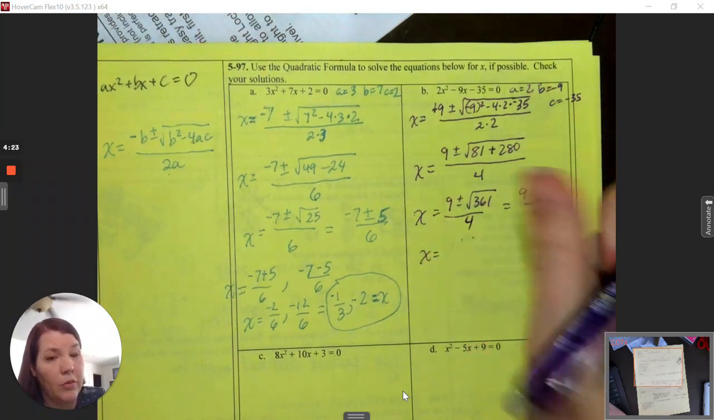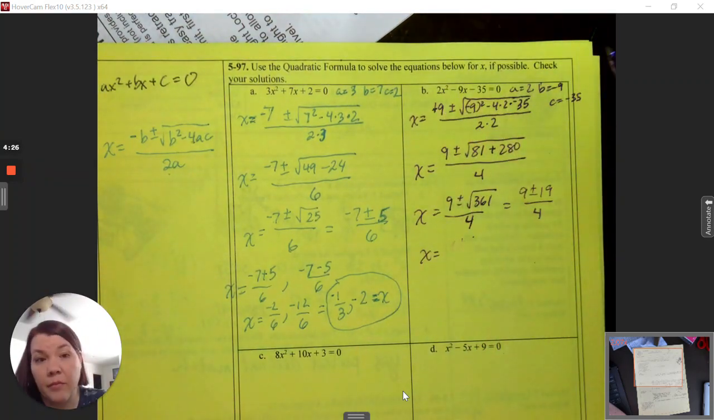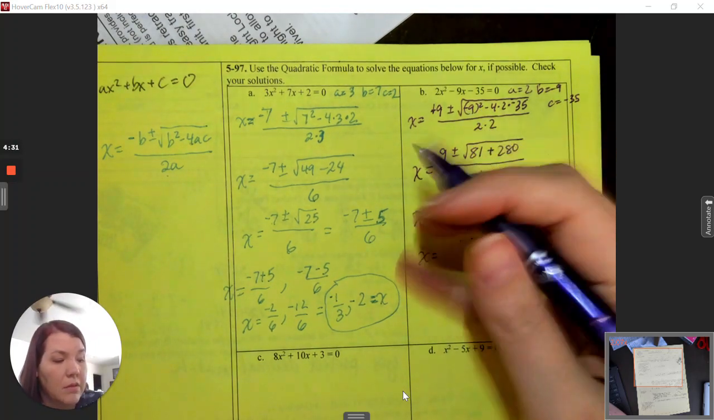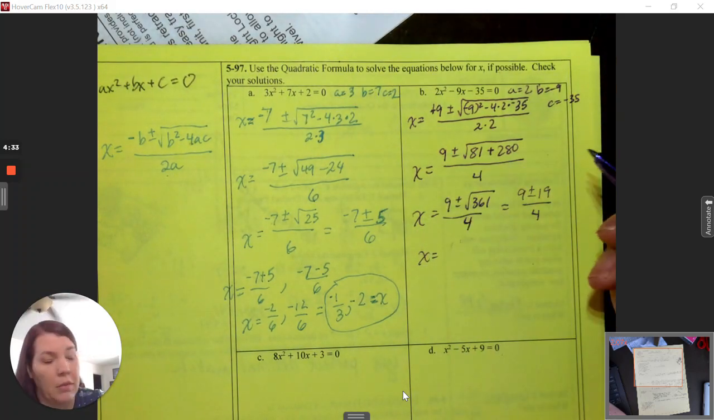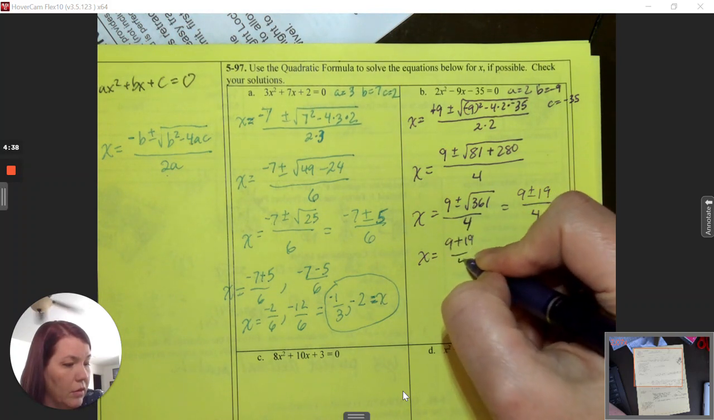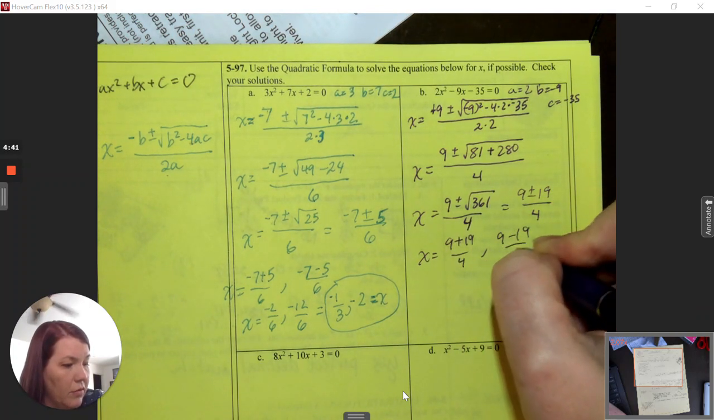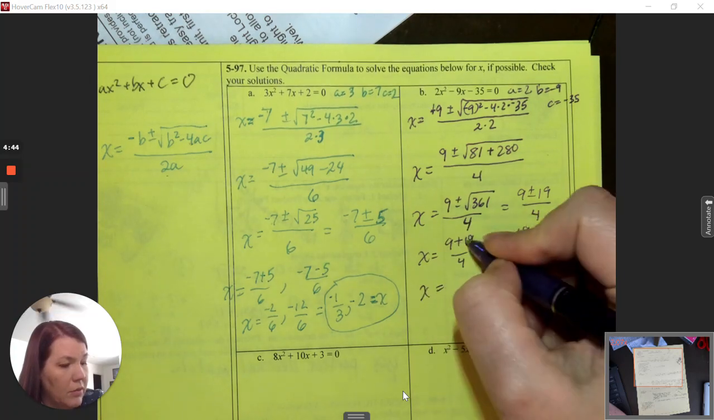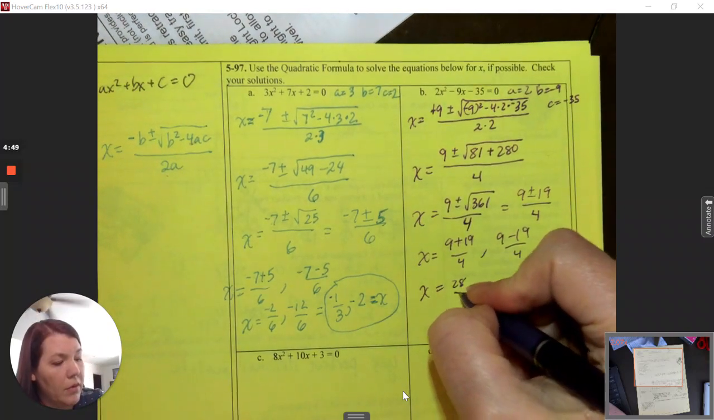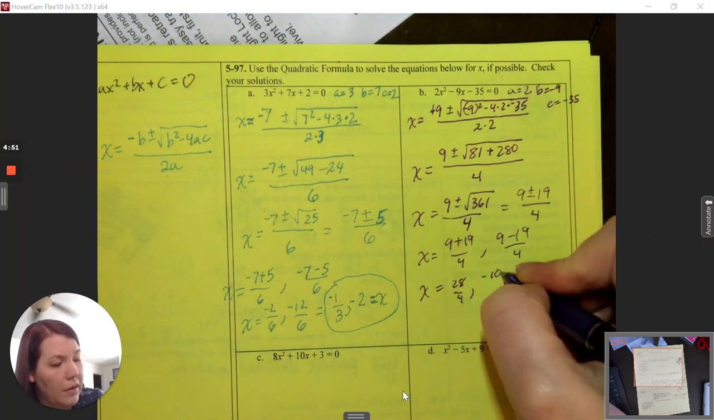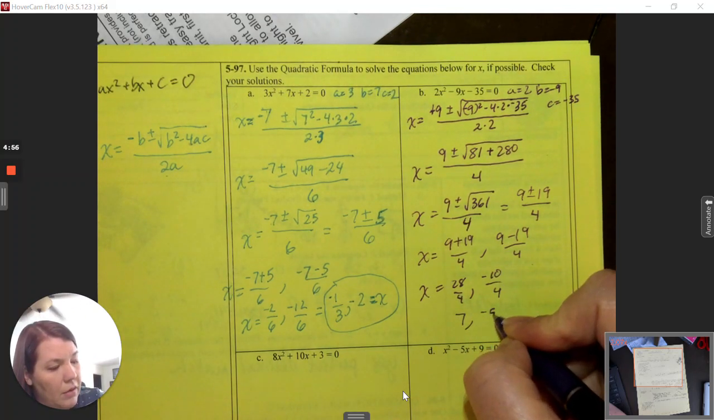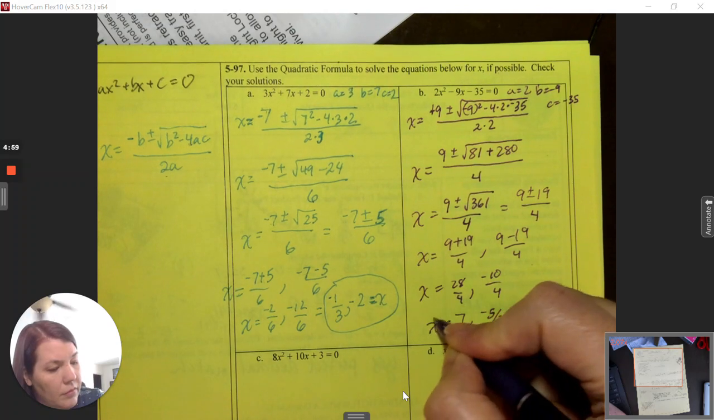And so this is factorable. My numbers would have been negative 35 and 2, which apparently works out. I wouldn't have known that. That would have taken me a long time to factor. The quadratic formula doesn't take me long, but it might take you long. We've got 9 plus 19 over 4, and 9 minus 19 over 4, which means x equals 28 over 4, and negative 10 over 4, which is 7, and negative 5 over 2.